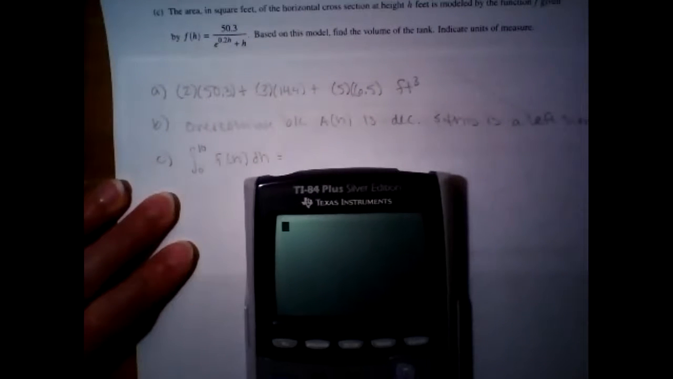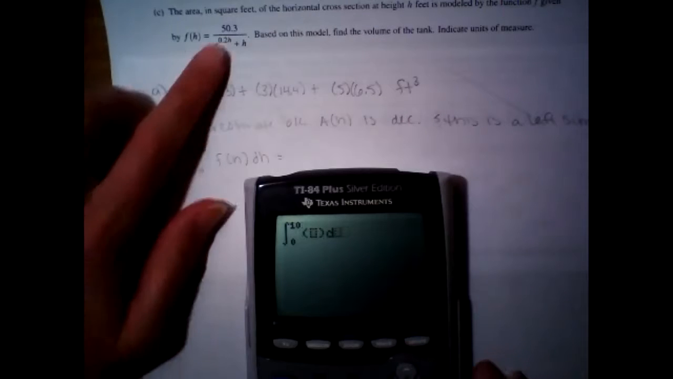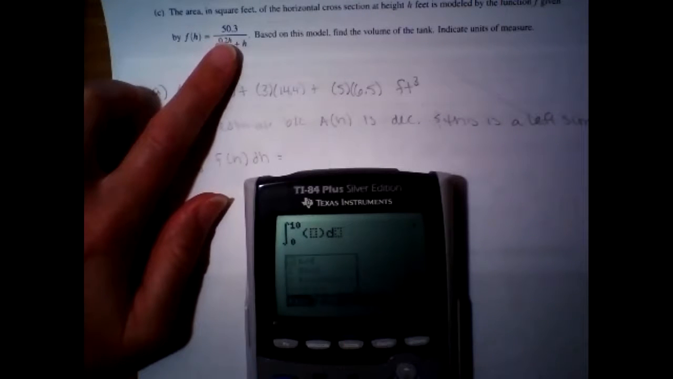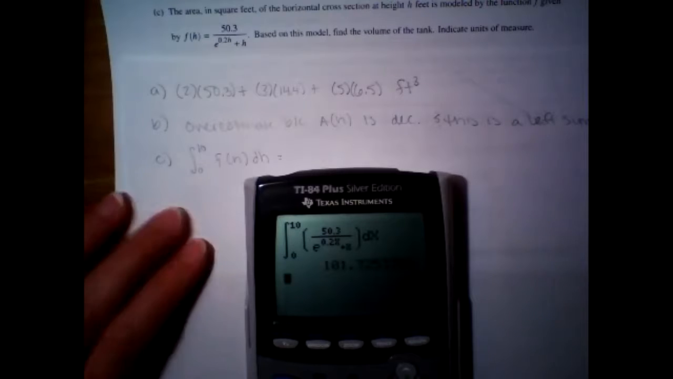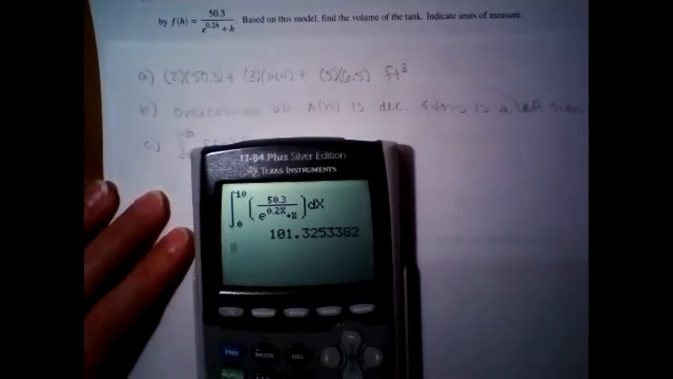So math 9, 0 to 10, and then in there you're going to put this. I know it says h, but I'm going to type x just because it's easier. So 50.3 over e to the power 0.2x plus x, and then dx. Make sure that you do 3 decimal points. It is 101.325.